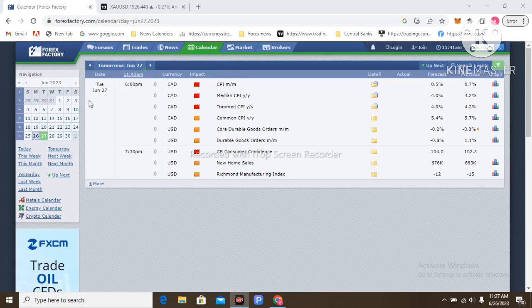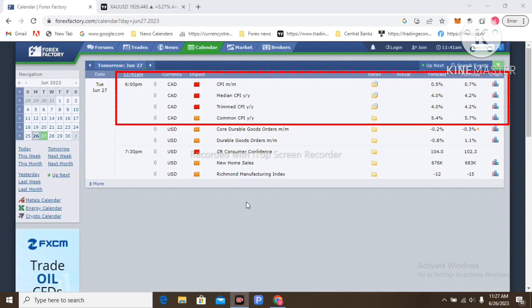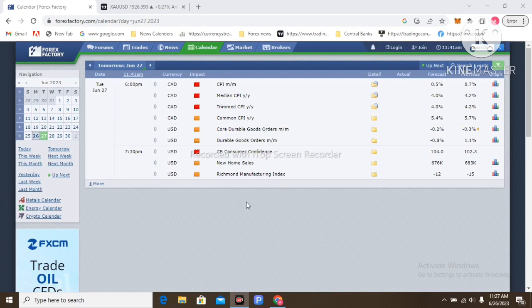Next Tuesday, 27th June, is the Canadian dollar CPI data. This economic event is very important to the Canadian dollar. The previous yearly CPI data was 4.2%, and the Bank of Canada, the Canadian central bank, is forecast to expect 4%. Inflation data, consumer price index data, CPI data drops to 4%. So that's the Bank of Canada.